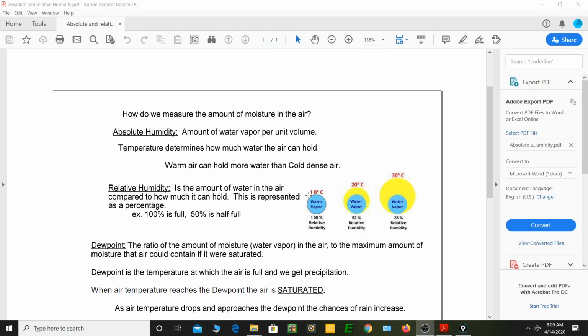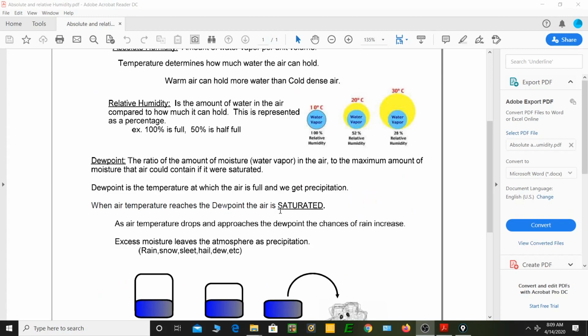Okay? So, relative humidity is how much water the air can hold relative to its temperature, and absolute humidity is just the total volume. Dew point is the temperature at which the air is full, and that's where we're going to get rain, snow, sleet, hail, dew, whatever the type of precipitation is that's going to come out of the air. Relative humidity is the ratio of the amount of moisture, water vapor, in the air to the maximum amount of moisture that the air could contain if it were saturated.